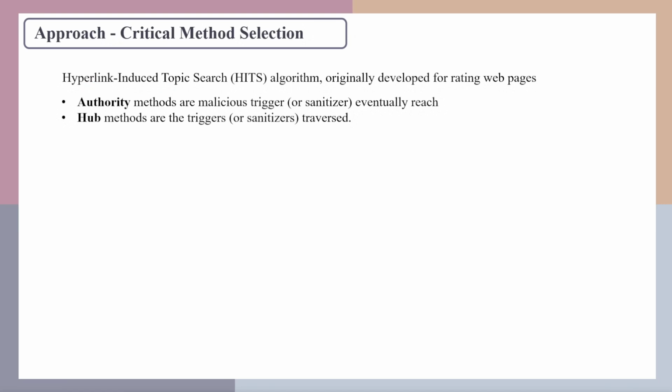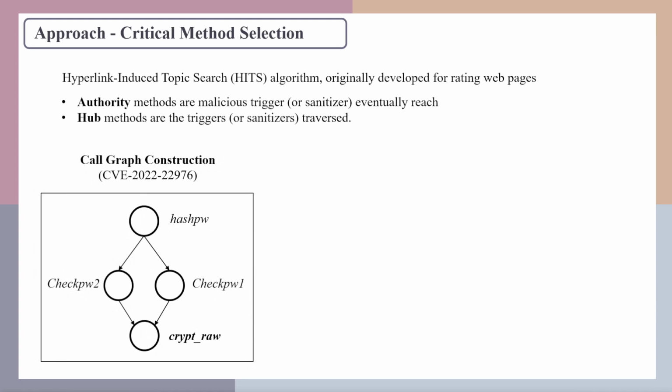As for critical method selection, we use the HITS algorithm, originally developed for rating web pages. In the context of vulnerabilities, authority methods are those that a sanitizer would eventually reach, while hub methods are the triggers that are likely to be traversed. Additionally, intermediate methods lying between authority and hub methods are considered during the scoring iterations.